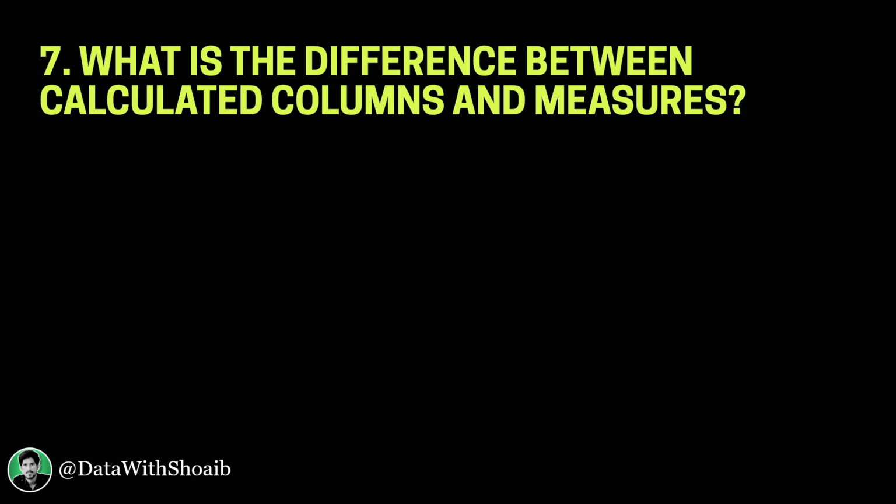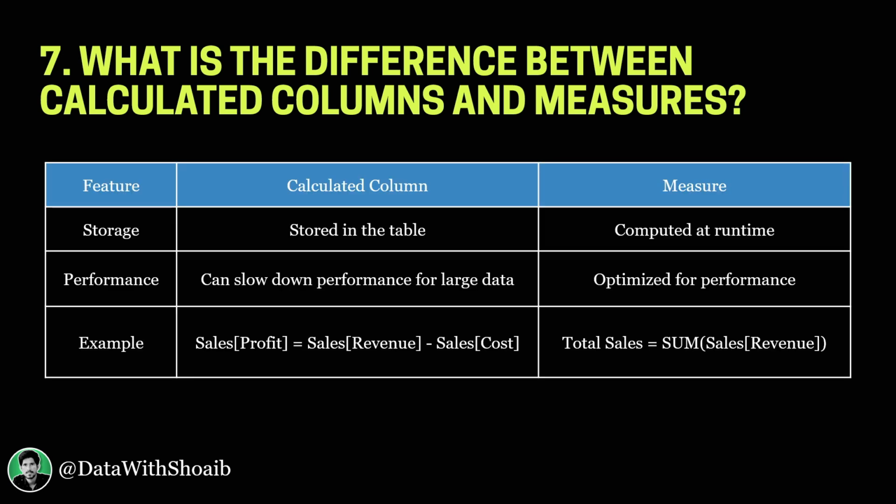What is the difference between calculated columns and measures? I have created a separate video on this topic and I will link that video in the description of this video. You should definitely check out my video on the difference between a calculated column and a measure. It has detailed information about the key differences. A calculated column is stored in the table and a measure is computed at runtime.